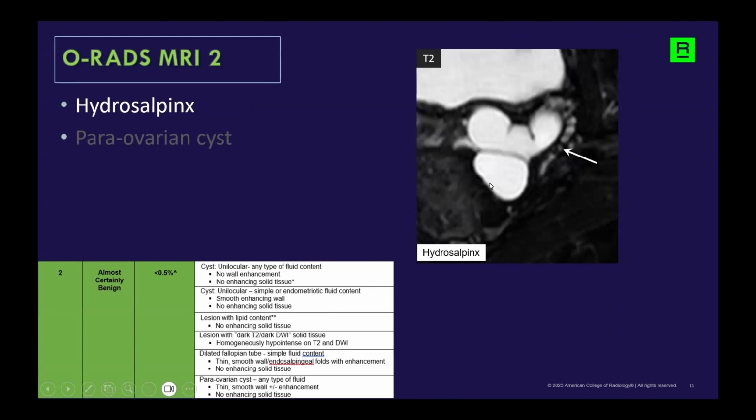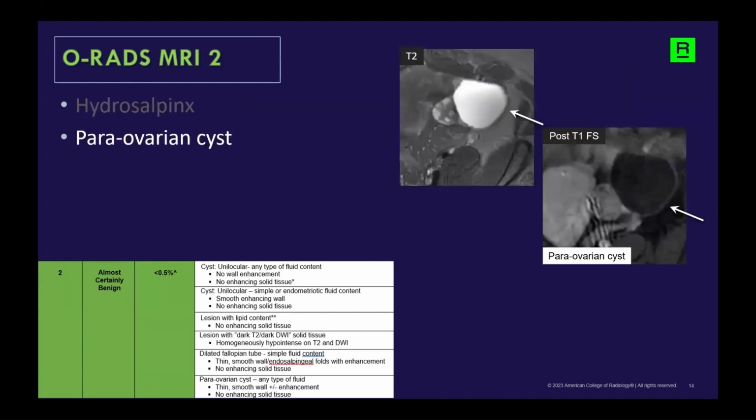Hydrosalpinx, another commonly seen benign finding. This demonstrates a tubular morphology with endosalpingeal folds. Simple fluid with thin enhancing walls and folds without enhancing solid tissue are considered O-RADS MRI 2 and are benign. Similarly, paraovarian cysts are benign. Similar to simple cysts and endometriomas, these can have thin enhancing walls and still be considered O-RADS MRI 2.